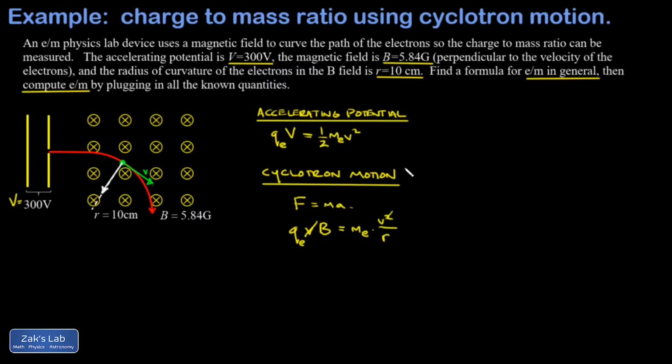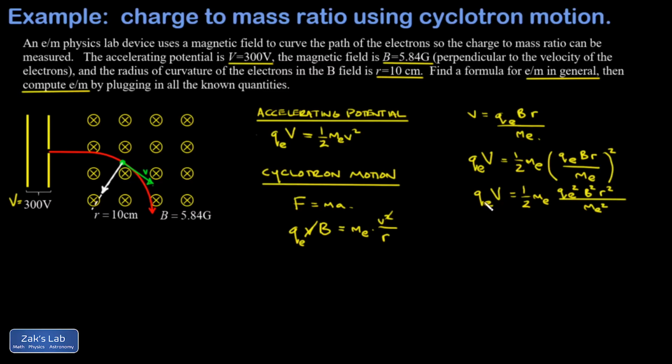Now it's a matter of putting these two things together and finding a solution for the charge to mass ratio. I'm going to solve for v in the second equation and then plug that into the first equation. When I solve for v in that second equation, I just multiply both sides by r and divide by m. Now I plug that into my first equation, and I'll go ahead and square everything in those parentheses. I can cancel one factor of q_e on the left and right, and I can cancel one factor of m_e on the top and bottom on the right side. And I notice that I get q_e over m_e, in other words, the charge to mass ratio.